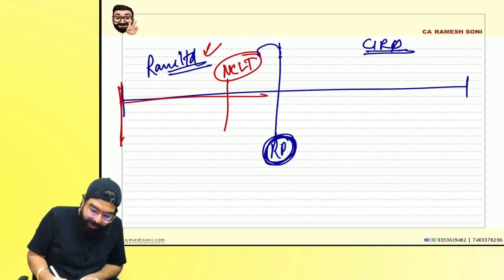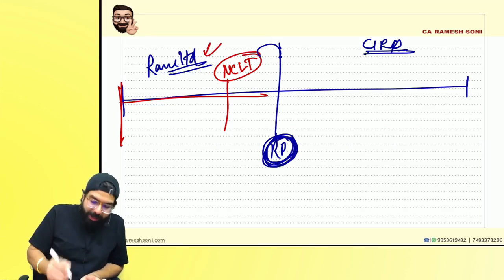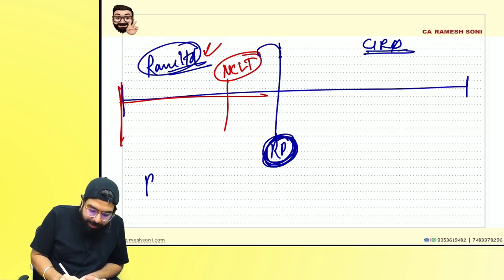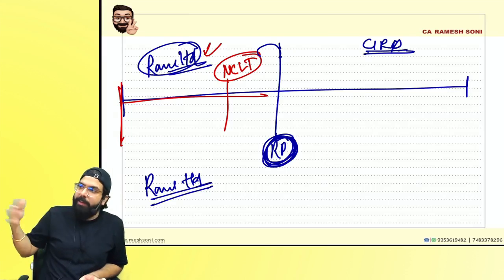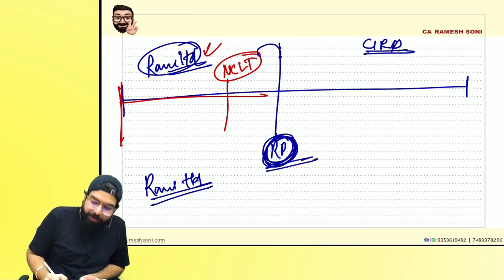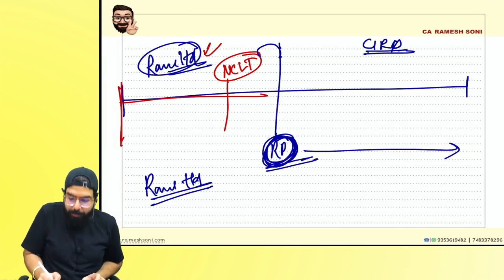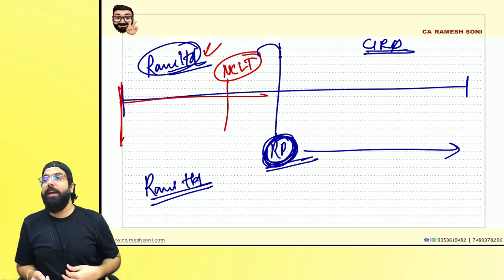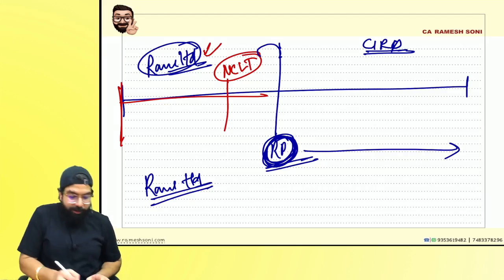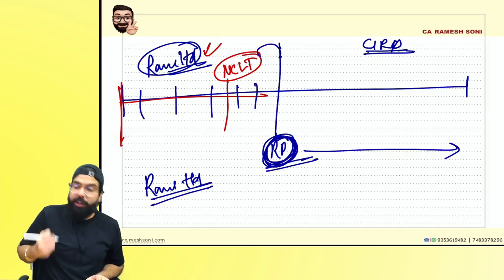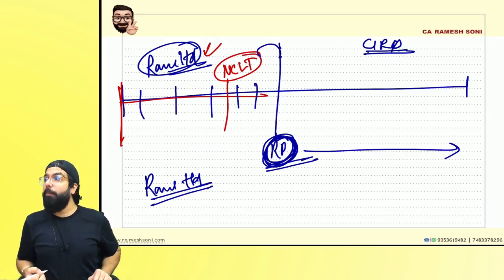Now, always remember one thing: when the resolution professional is appointed, Ram Limited's board of directors will all be suspended, and the resolution professional will take over the board. So now he is trying to revive the company, and the GST department is saying, we will cancel your registration. Since 6 months you have not filed your returns, we will block your e-way bill.